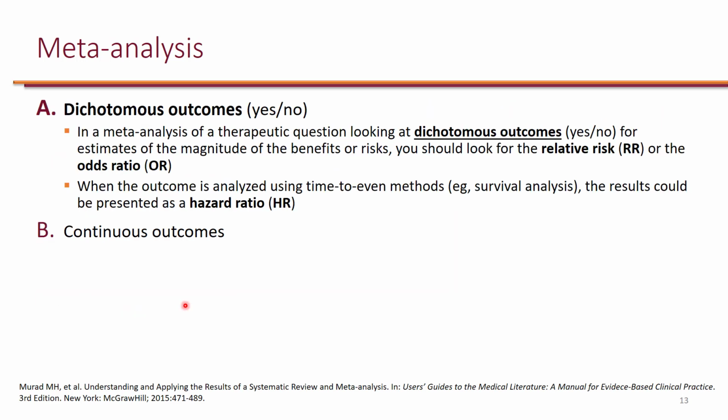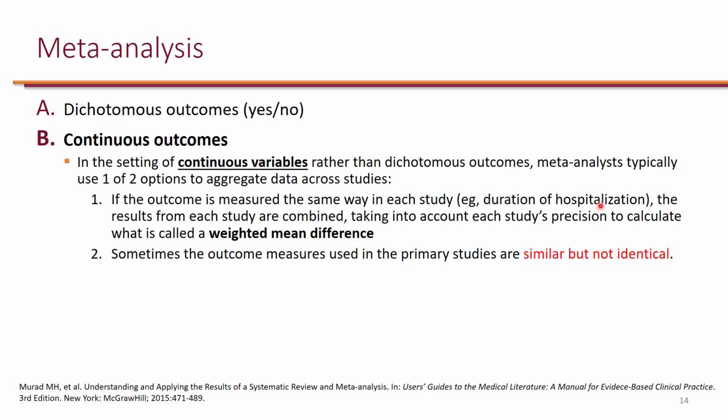The dichotomous outcomes are basically yes or no outcomes, for example, mortality, so someone either died or survived, so that's dichotomous. And when we aggregate the data, the outcome will be reported as relative risk or odds ratio, or in the case of time to event, we will have hazard ratio. Now, when it comes to continuous variables, such as the length of hospital stay, meta-analysts typically use one of two options to aggregate data across studies.